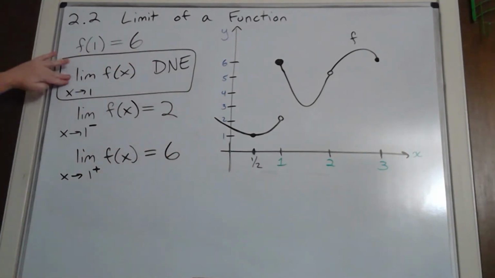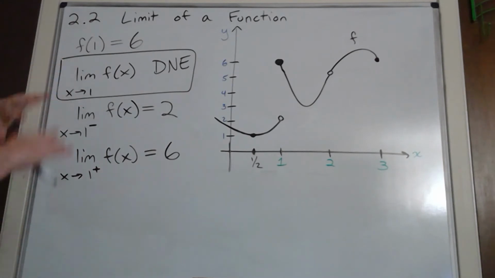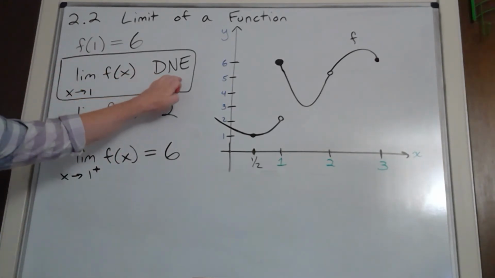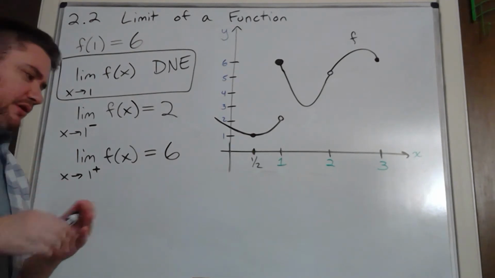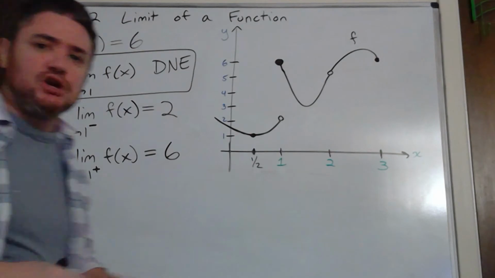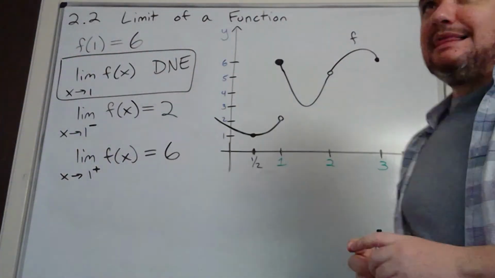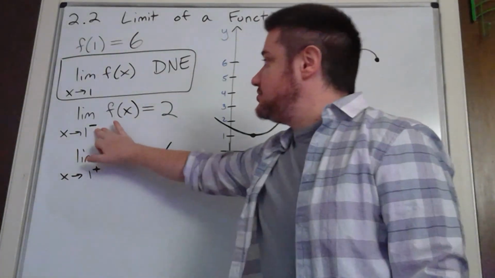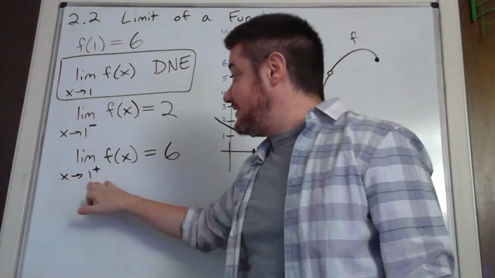So I call this sometimes just the overall limit. Technically, this is just called the limit, but I call it the overall limit, kind of taking both of these into account. Doesn't exist. All right. The analogy I kind of use to describe that, in maybe some more familiar terms, is let's say left-hand limit is your mother and right-hand limit is your father.